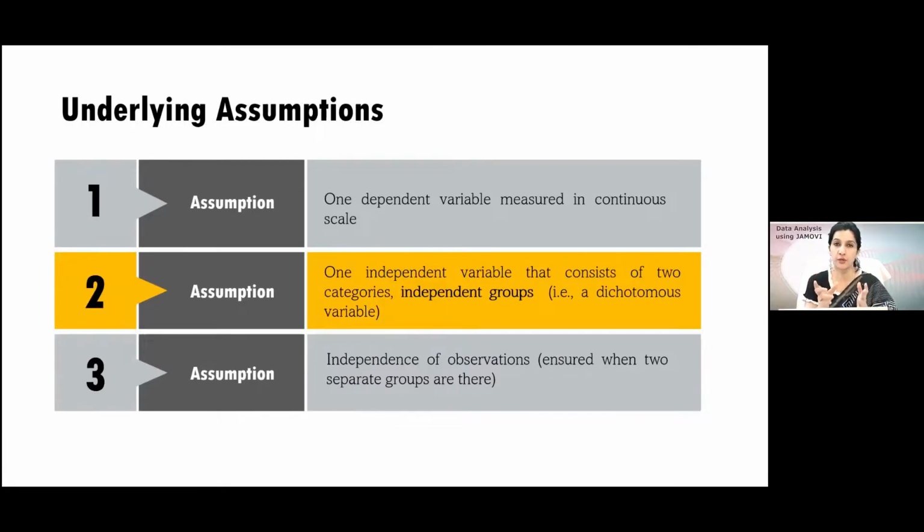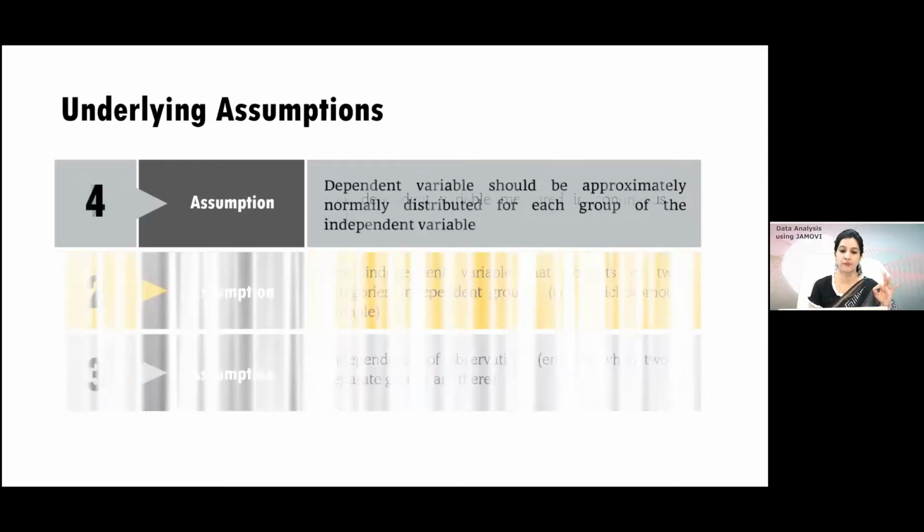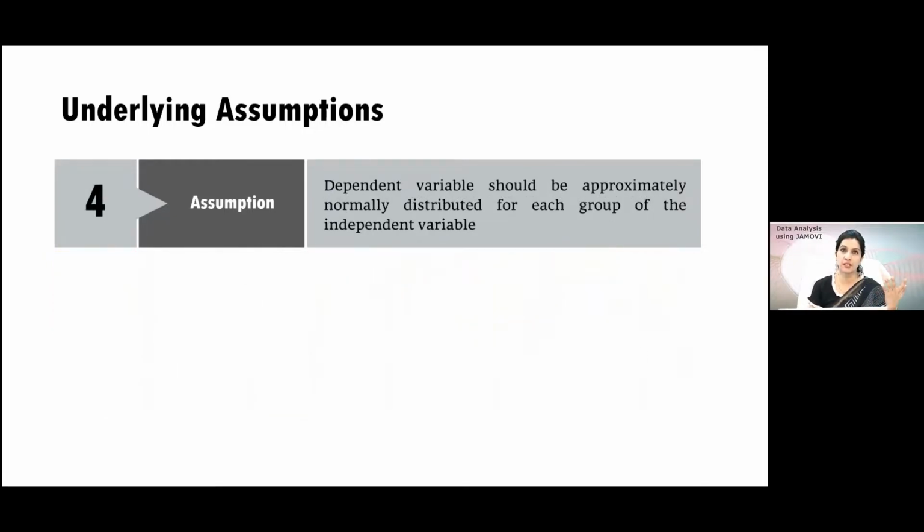And this independence of observation, we cannot check objectively in SPSS or in jamovi. It's a study design issue. That means you have to ensure that if you have taken participants in one group, those participants will not be counted in the other group. And the fourth assumption is the dependent variable should be approximately normally distributed across the levels of the independent variable, which we check by the QQ plot, or if the sample size is small, we can do the Shapiro-Wilk test.